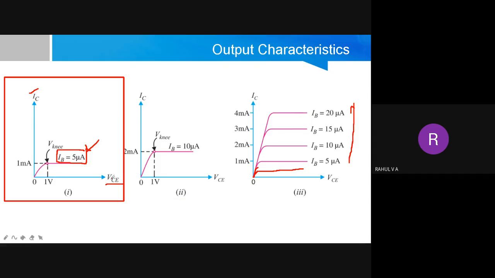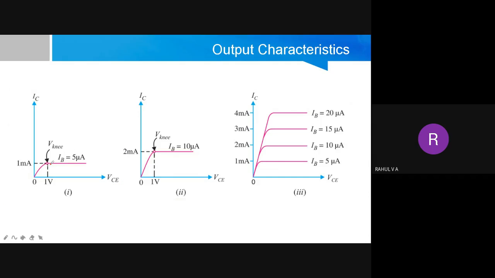Then we slowly increase VCE. Some leakage current will flow, so we will get some value of IC for each value of VCE, and we will plot that. Finally, whatever value we apply, as we increase the VCE value, we can notice that there is no change in IC. IC is almost constant.